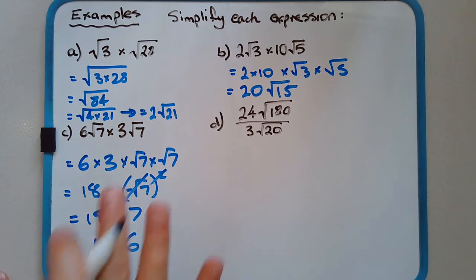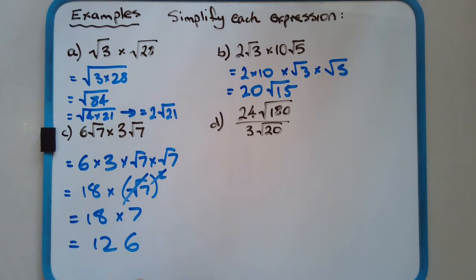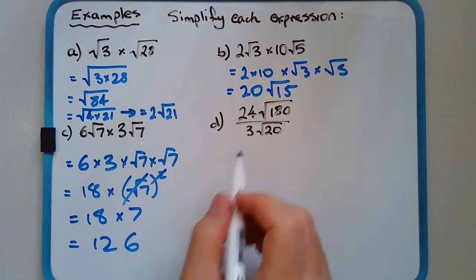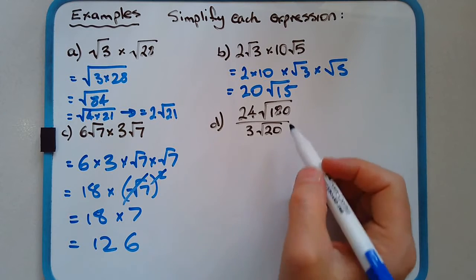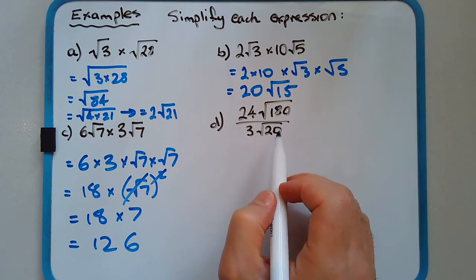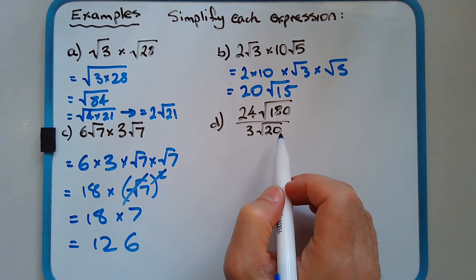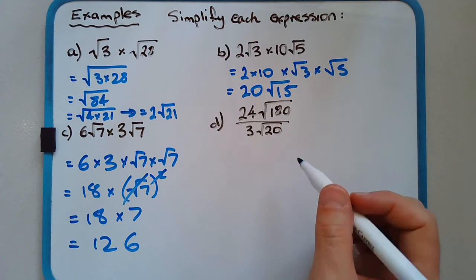Okay, so if this was a 2-mark question, without a doubt you need to show some working out here. Even if it was a 1-mark question, showing a little bit of working out that shows some understanding, I think that's very important. All right, D, 24 root 180 over 3 root 20. Now there's 2 ways you can do this. You can either just divide them as you see them, okay, or you can simplify the surd first and then do the division as per usual.